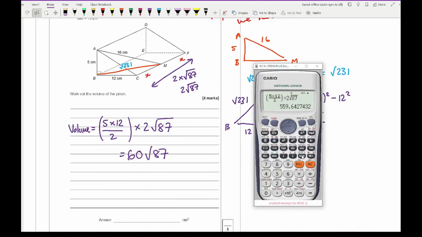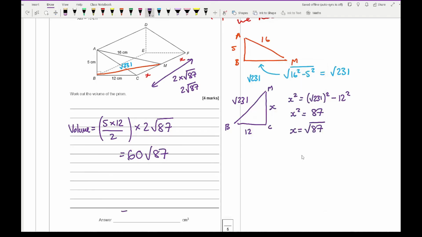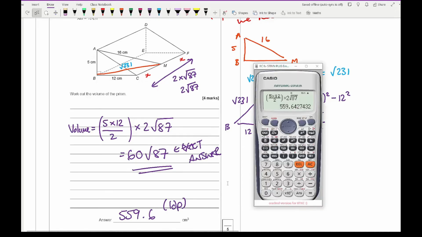So it's 559.6. That's to 1 decimal place. So this here is the exact answer, or the answer in terms of surds. But I'm just going to write it as a decimal just because I can.